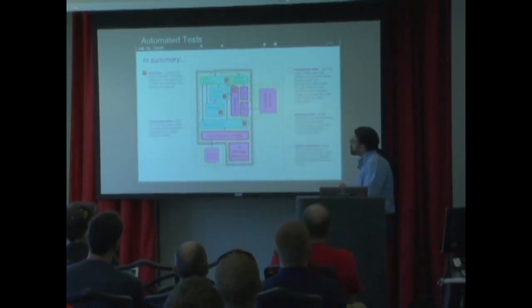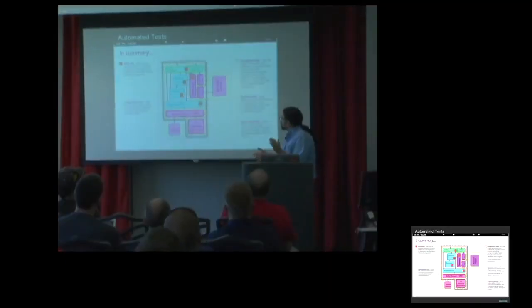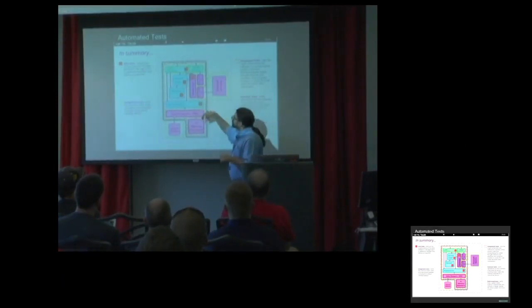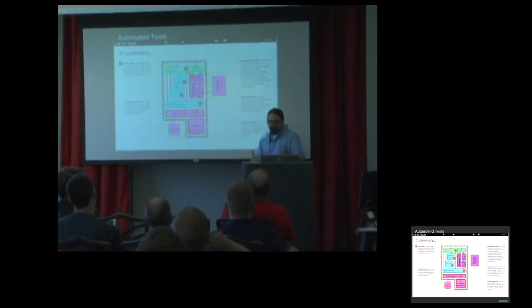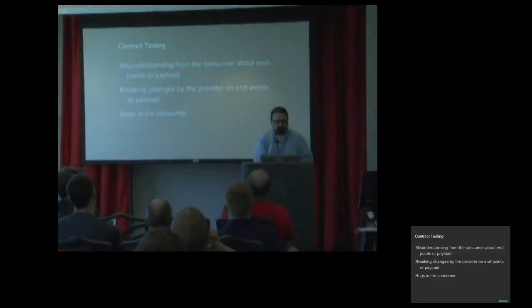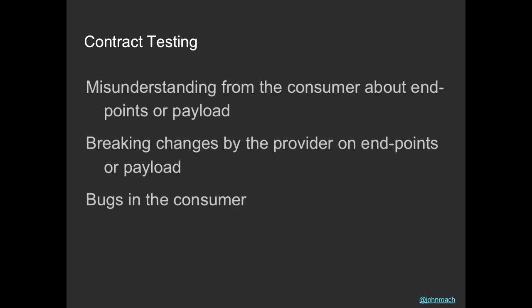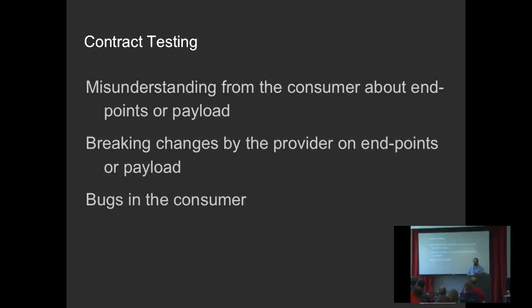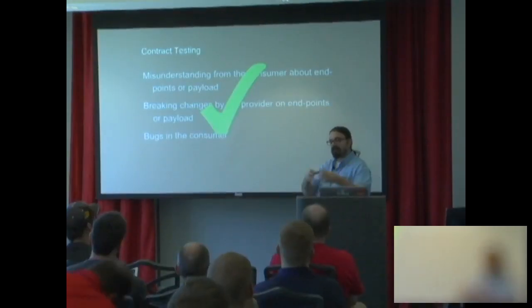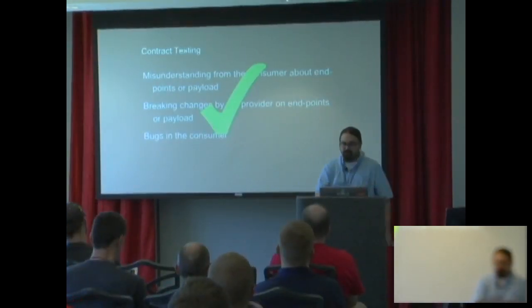What the contract test does is verify interactions at the boundary of an external service. It doesn't require the live HTTP client to be there, and you don't require a stub client or anything like that. So it's pretty nifty in that way. Let's go over our requirements again. If it's only on that boundary, you can definitely capture misunderstandings from the consumer about endpoints and payload, breaking changes by the provider on endpoints and payload, and bugs in the consumer. So that type of test would cover it all. It's a good solution there.